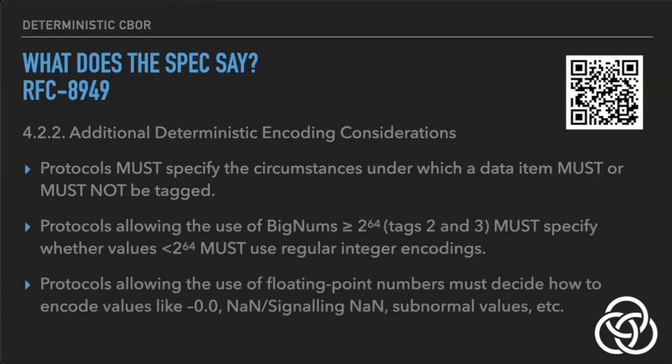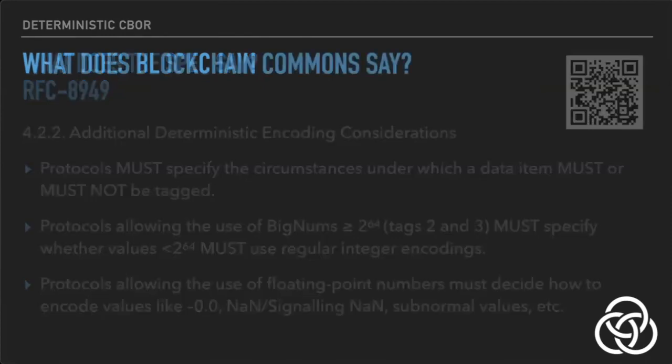And protocols allowing the use of floating point numbers, which we do, must decide how to encode values like -0, which is the 0 with a sign bit on, NaN and signaling NaN, and subnormal values. If you've ever studied binary floating point, you know that there are certain kinds of semantically equivalent encodings of the same floating point number. Again, that gives a kind of choice to developers. There's usually one canonical way of doing it, but there isn't always. So if you're going to use floating point, you need to decide how you're going to do it. And we do give some guidance in our API for this. I'll come to that momentarily.